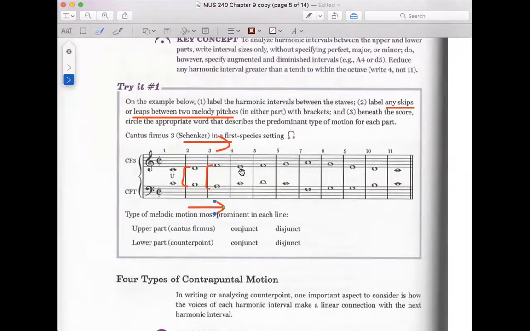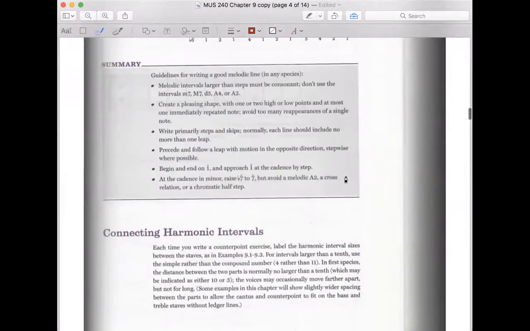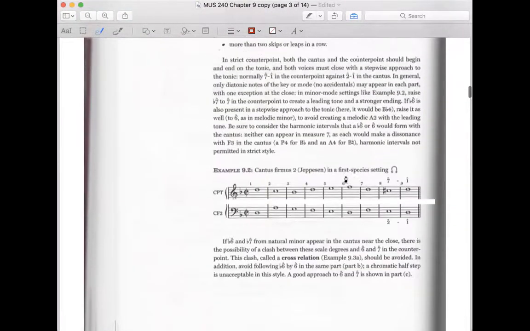All right, and number 3, beneath the score, this is the score, circle the appropriate word that describes the predominant type of motion. Predominant meaning the overall. So in the upper voice, the Cantus Firmus, is it mostly conjunct or disjunct? In the lower part, is it mostly conjunct or disjunct? Remember what conjunct means? This is stepwise motion. Disjunct are involving leaps or skips. Okay, very good. So that's try it number 1. That will be due with your next homework assignment.